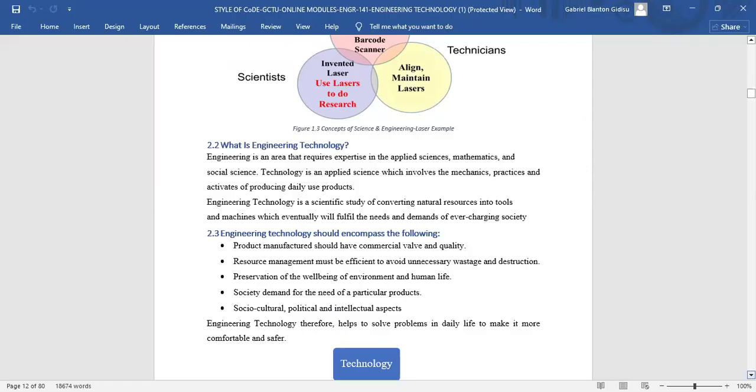So let's take the definition again. This is a very good definition. Engineering technology is a scientific study of converting natural resources. So we take natural resources, we change them into tools and machines for the purpose of what? Human needs. Okay. So anytime the society evolves, anytime the society moves on, we need to have the tools and the machines that match it. Of course, look at where we have gotten to. We are in the era of information.